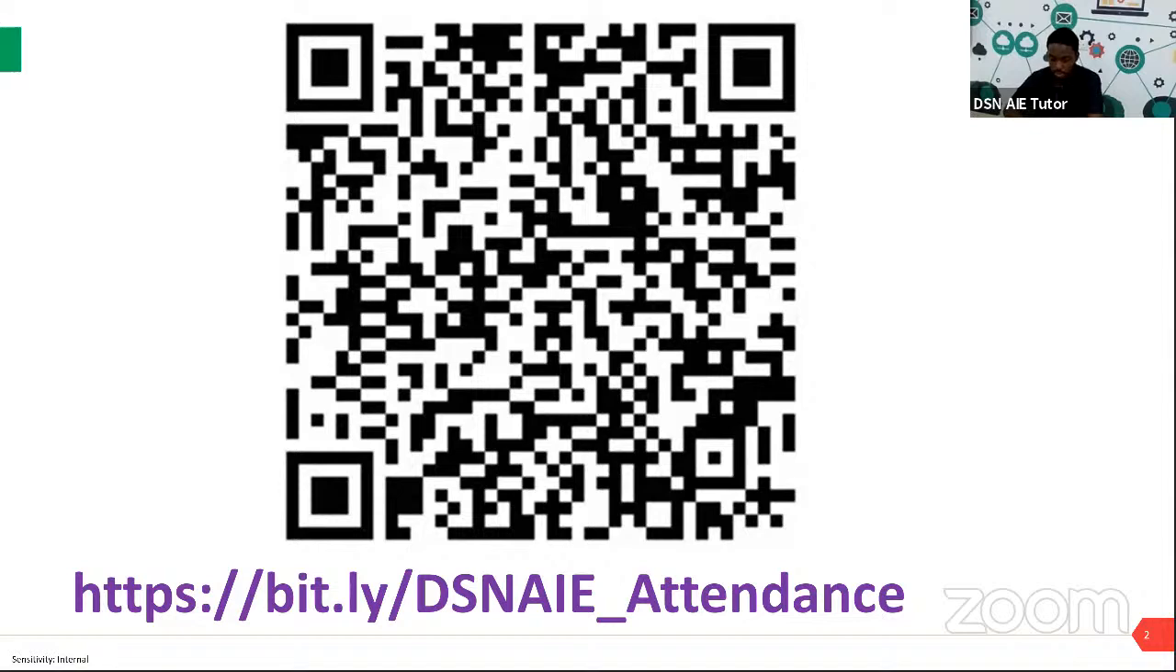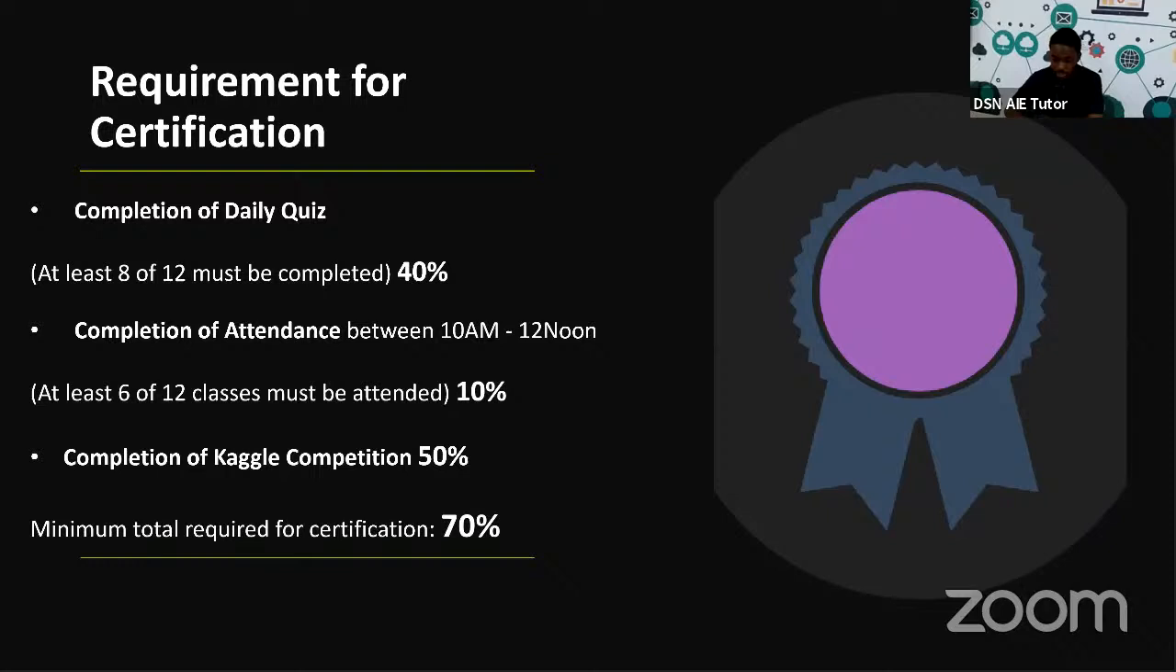Since we are starting the machine learning stream again today, I'll quickly go over the requirements for certification so that everybody's on the same page as we proceed. As we said, at least 8 of the 12 daily quizzes must be completed. Your scores are not what's important; it's the fact that you complete the daily quiz. Also, attendance must be completed between 10 a.m. and 12 noon, and you must attend 6 of 12 classes, that is 50%.